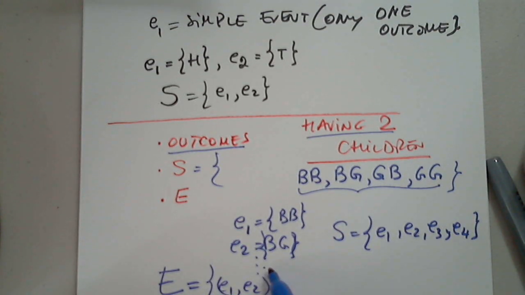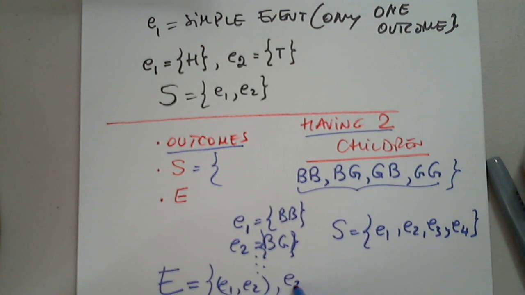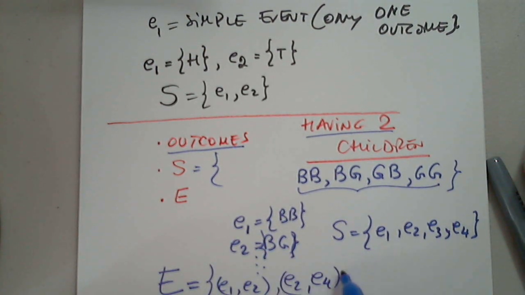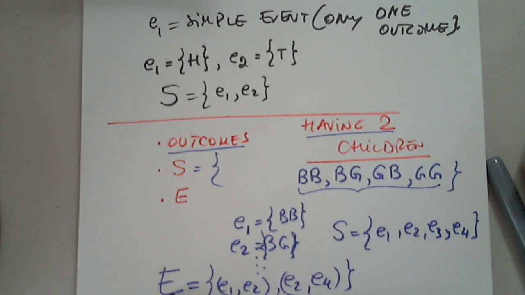Okay? Now I can pick E2 and E4. I can create any event from any subset, just 1, or 1, 2, 3, or 1, 3, 4, or groups, any subset from the sample space.